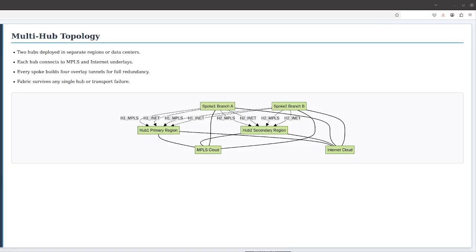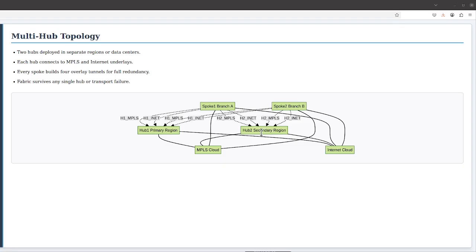Multi-hub topology design. Let me walk you through the multi-hub SD-WAN topology diagram step by step. This diagram illustrates the core architecture we will be building throughout this presentation series. At the core of the design, we have two hubs labeled Hub 1 and Hub 2. These are FortiGate firewalls typically deployed in separate data centers or separate public cloud regions.